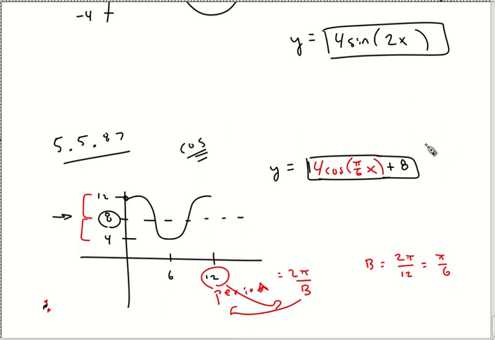Now it's working. Yay! All right. So that's the end of that section, kinda, okay? Now I want to go back and do these GeoGebra questions with you.